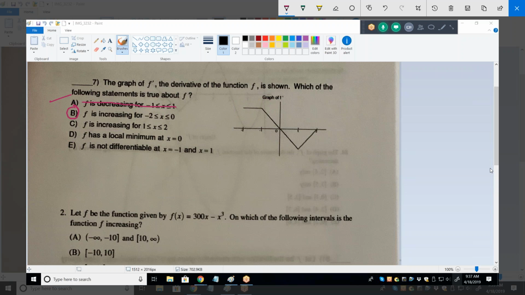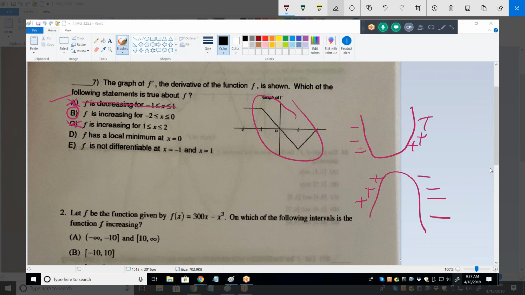Is F increasing from 1 to 2? No. Does F have a local minimum at x equals 0? No, it has a maximum. Very good. Here I thought I was going to have to go through the explanation. At a local minimum, you go from negative slopes to positive slopes. At local maximums, you go from positive slopes to negative slopes. And that's what that is doing, it's going from positive to negative.